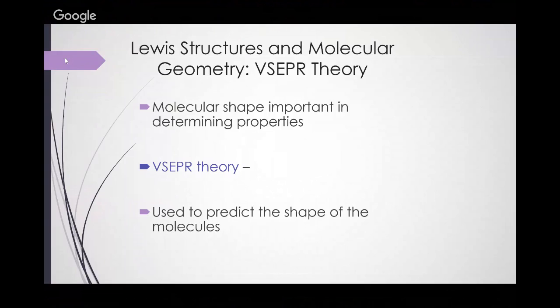So we're going to use the VSEPR theory to determine the shape. And VSEPR stands for valence shell electron pair repulsion. So we're talking about our valence shell electrons and the fact that they are going to repel each other. The repulsion is greater between lone pairs of electrons than what it is between bonded pairs of electrons. And so then we can get our shapes and bond angles from this.